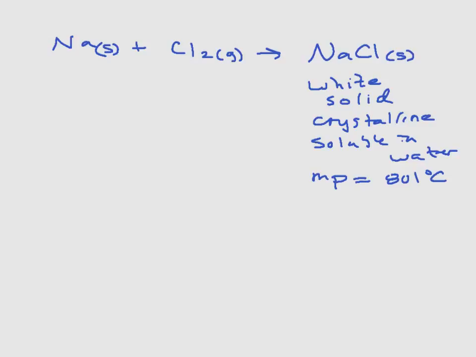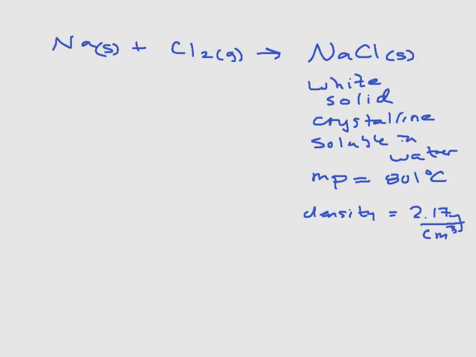So, density. I could describe the density. It wouldn't really make much difference, but for example, the density of table salt is 2.17 grams per cubic centimeter.